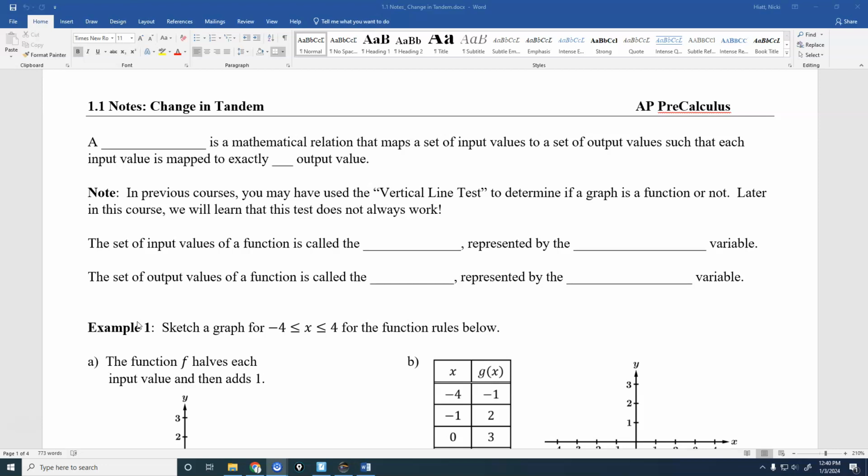So that kind of is a good picture of what we're talking about here. When we're talking about change in tandem, typically we're going to be looking at two variables, and we're talking about how if this variable changes, what happens to this variable over here, right? Because those two are related to each other. So that's what we're talking about.